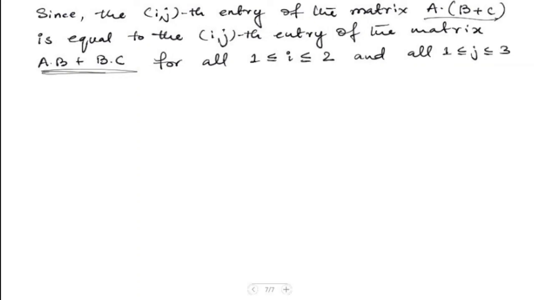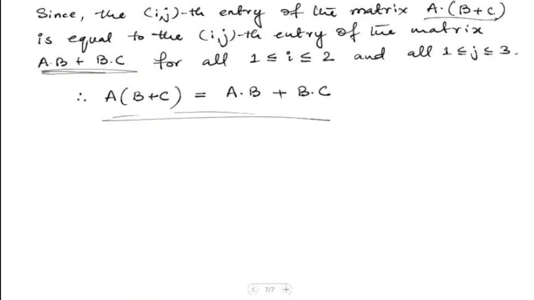So we have 2 rows and 3 columns, so we write it like that. Therefore A times B plus C is equal to A times B plus A times C. So that's how you check the property of the matrix multiplication, and that's how you have to write it down in a general form.